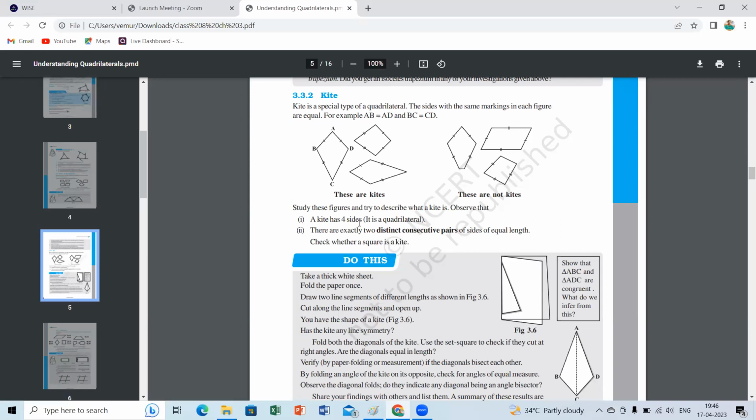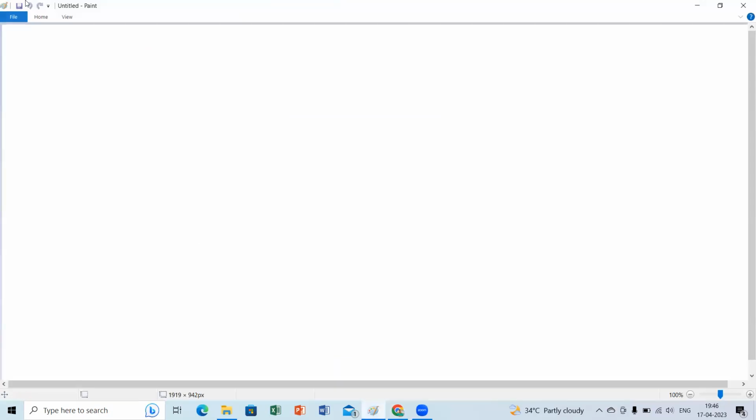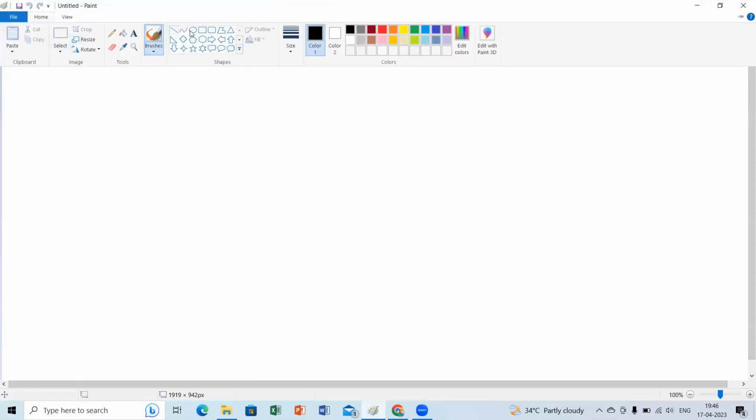Angle B and angle D are the common angles of the two triangles. That's why I'm telling you angle B should be equal to angle D. Why is it so? Let me go with a diagram, because we need to discuss a lot about this. Why kite shape is a very special shape.